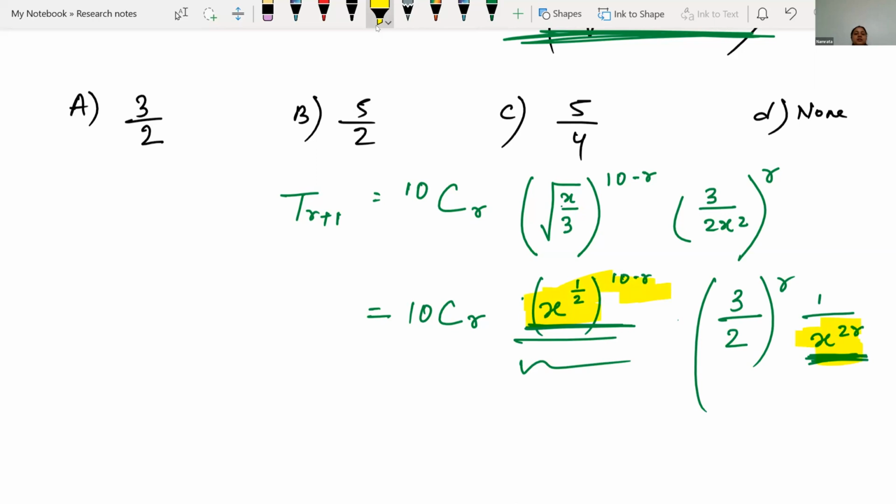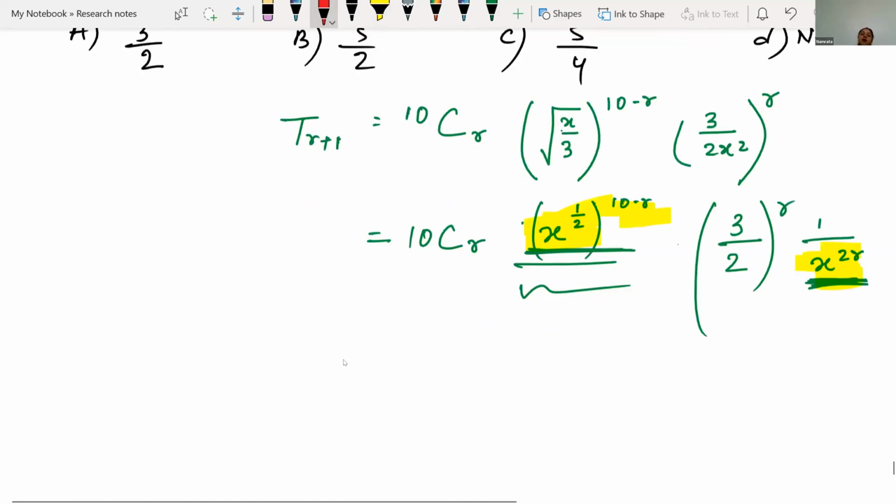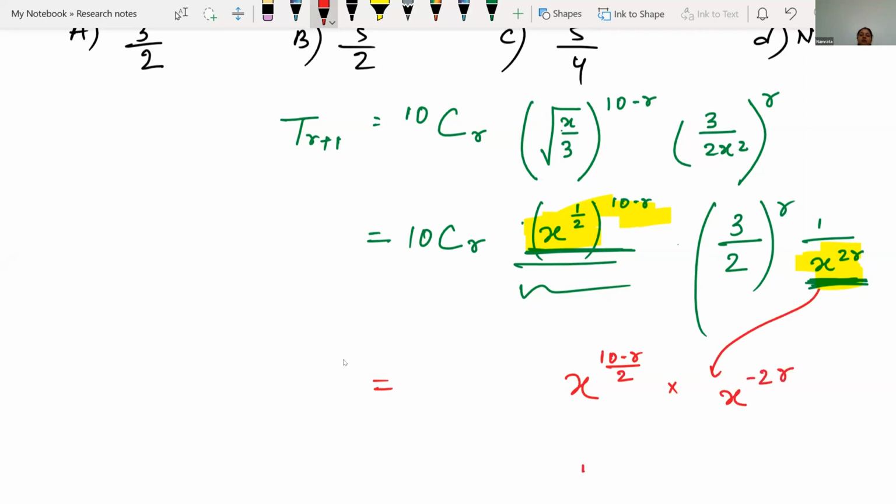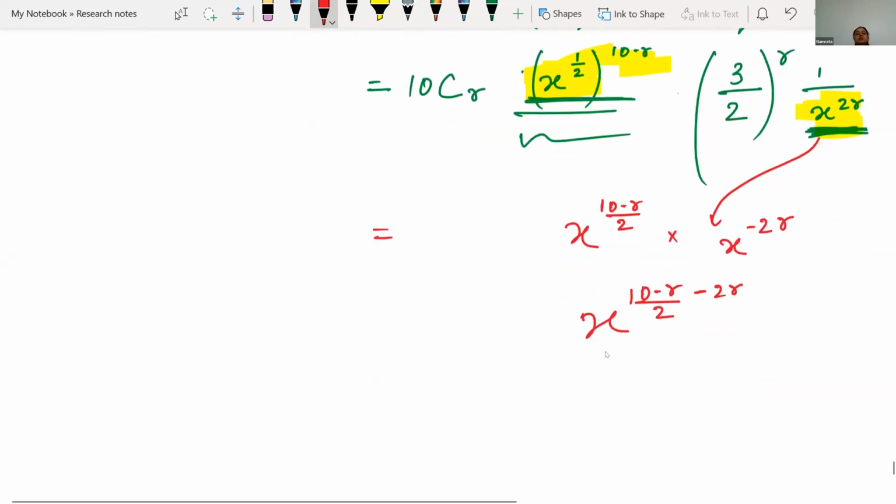Only these two powers we will be looking at, and at last we will say, since it is independent of x, that means the power of x is 0. So x to the power (10 minus r) by 2, and here we have x to the power minus 2r. We can write both together as x to the power (10 minus r) by 2 minus 2r. Is it okay? x to the power m into x to the power n is equal to x to the power m plus n, we have done this.